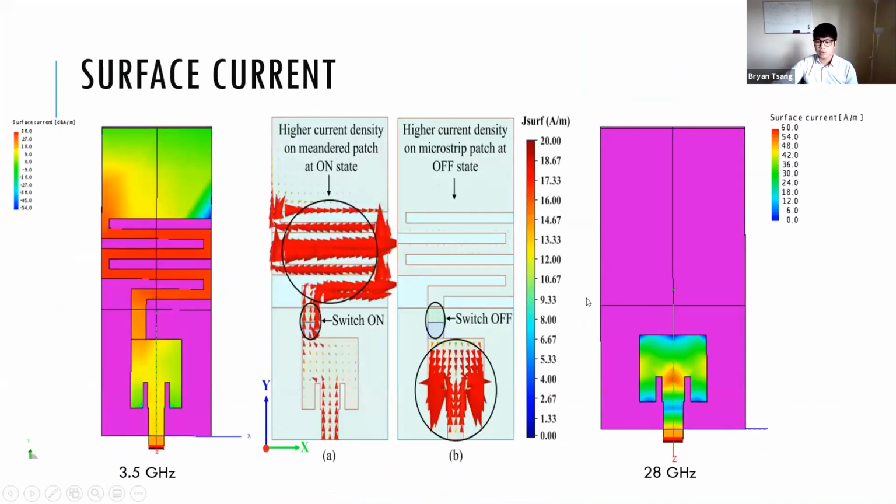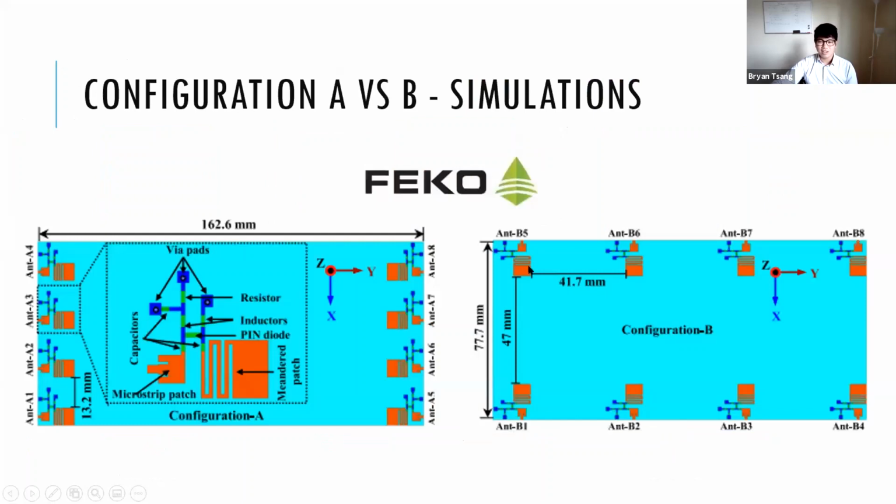So this is showing the surface current. Shout out to Mark for showing me how to simulate this in FICO. Basically, you can see the current distribution for the 3.5 gigahertz is really concentrated at the same spot as in the paper. And obviously for the 28 gigahertz, it doesn't have anywhere to go. So that is pretty similar too.